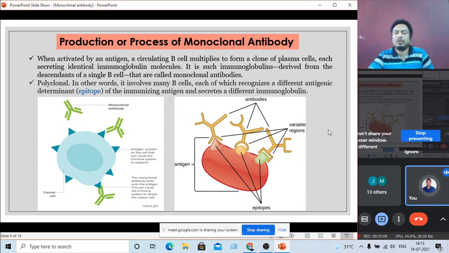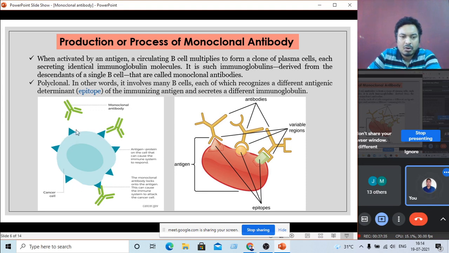Now, the production. How can we produce the monoclonal antibody? This is the most interesting part. Before going to the production, first of all we have to know what a monoclonal antibody is and what a polyclonal antibody is. I already said this, just recall. Suppose this is a particular virus or maybe bacteria, having a certain type of antigen. You can see these are all antigens.